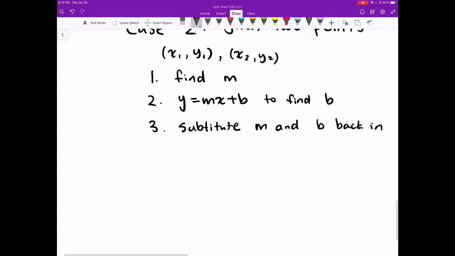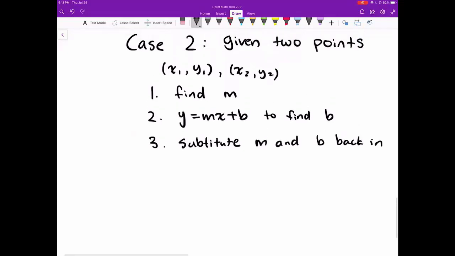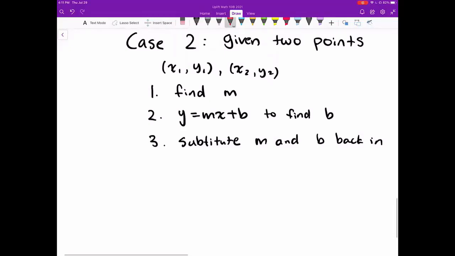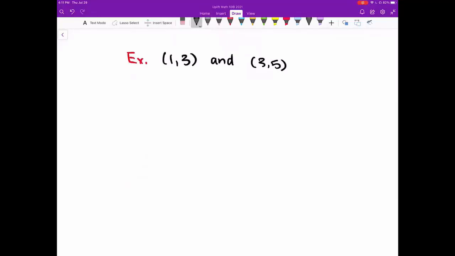So should we give an example? Sure. Here, we could have the points 1, 3, and 3, 5. Oh, should I explain this one, or do you want to? You can explain that.